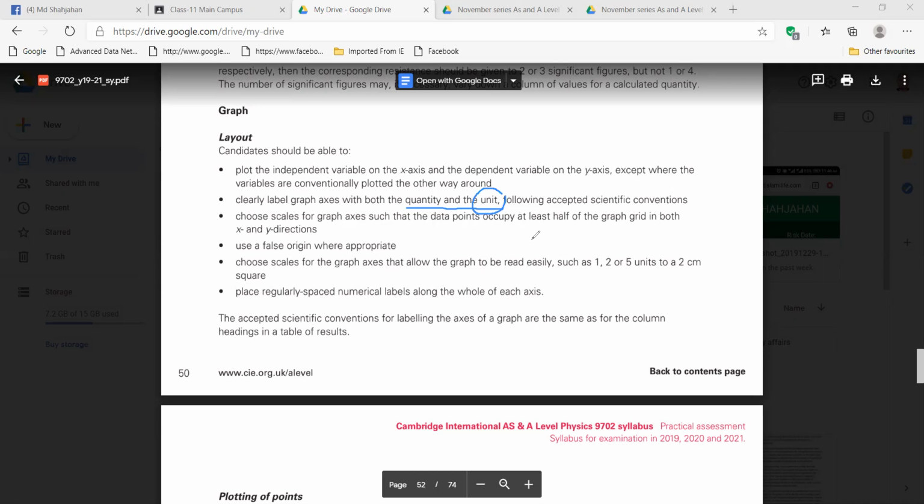Choose scales for graph axes such that data points occupy at least half of the graph grid in both x and y direction. So can you remember? Always I was saying this to you. Yes, sir. So this one, you see here, choose scales for graph axes such that the data points occupy at least half of the graph grid in both x and y direction.